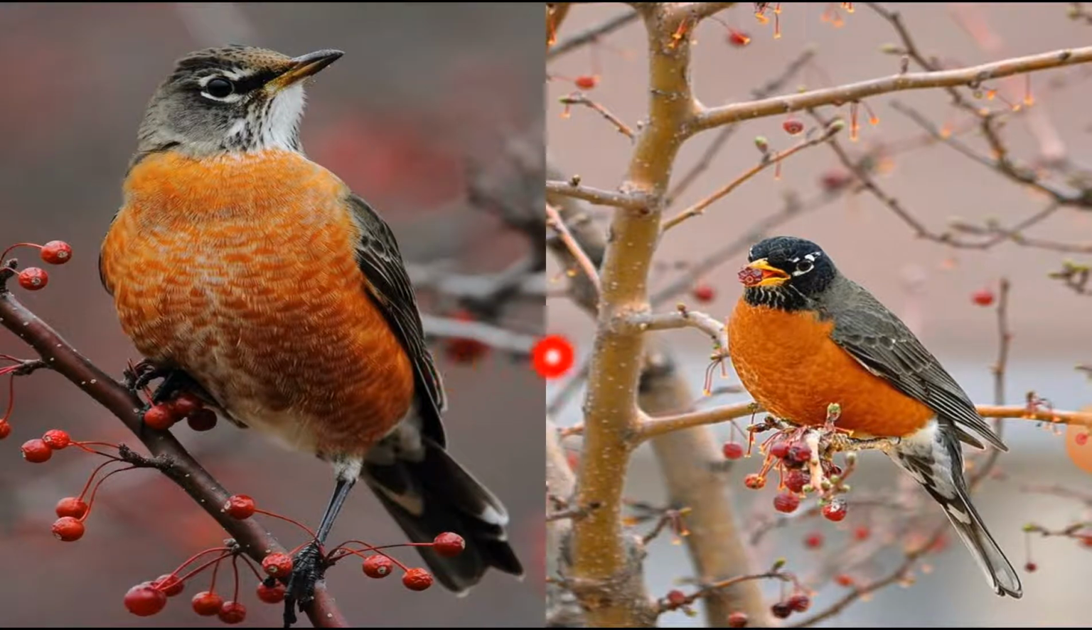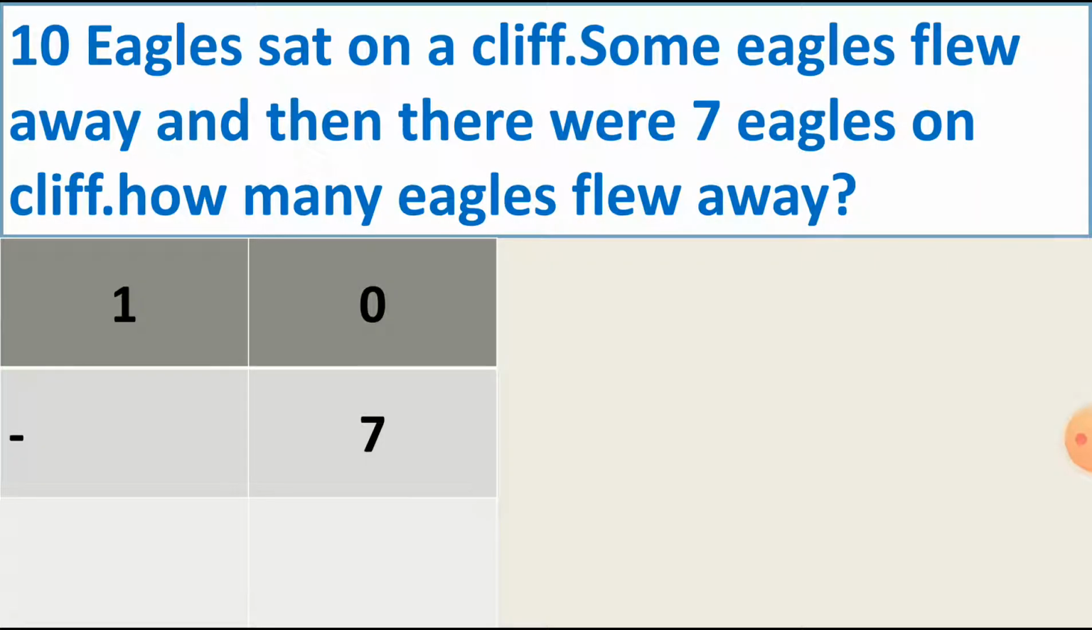And this is a robin bird. This is how this bird looks, and this is a beautiful bird. Do you like this bird? Yeah, very good, very beautiful bird. So next example for you.